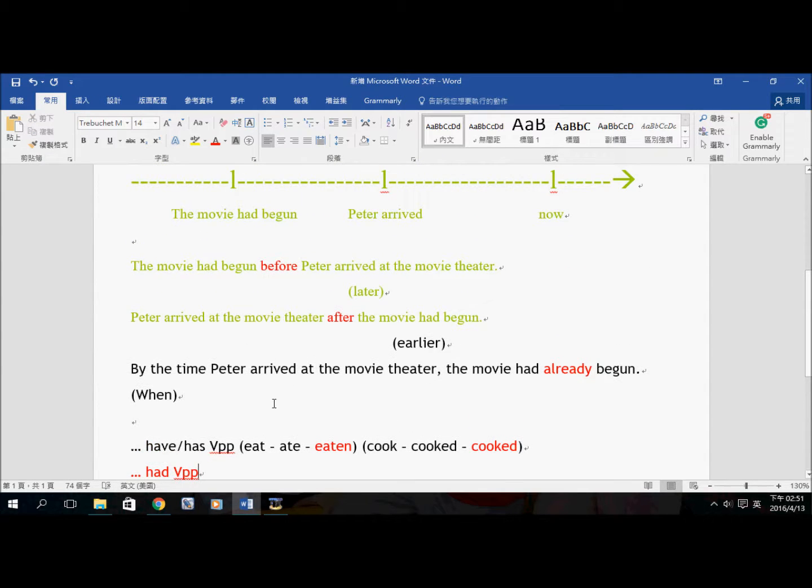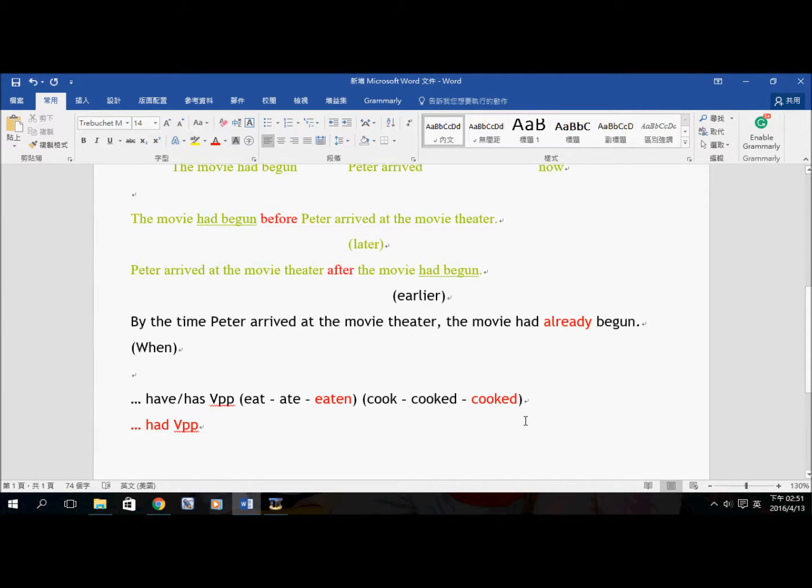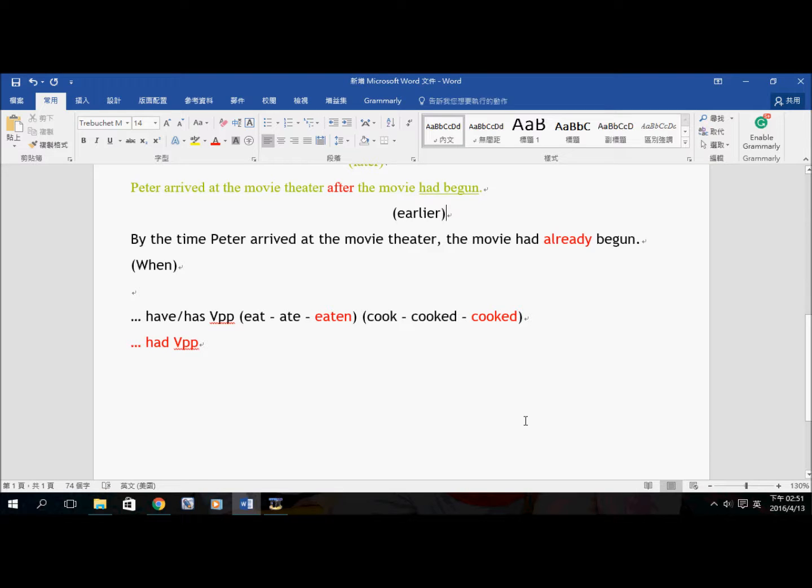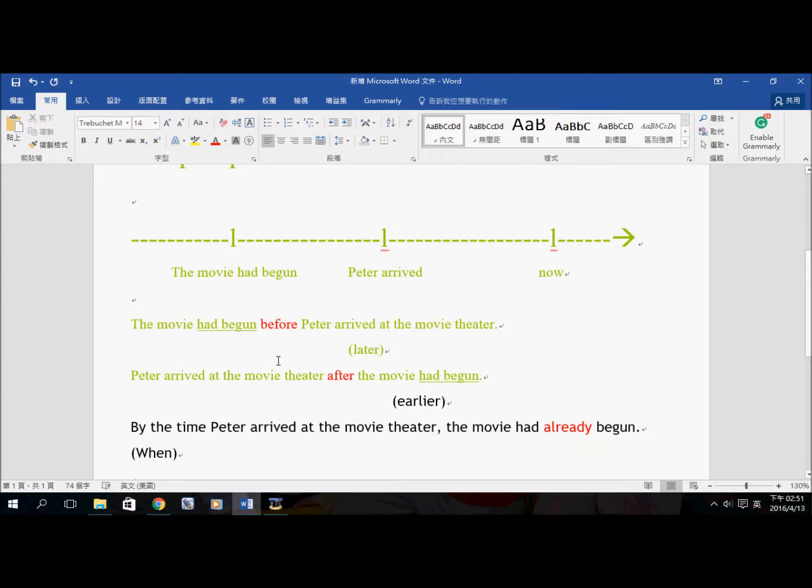Now let's go back to the sentences that we wrote. Look, the movie had begun, you can see that, had with the verb past participle, begun. Over here, the movie had begun, again, verb with the past participle. So remember, for the past perfect tense, the form of it looks like this. Had with the verb past participle. And we use it to talk about something that had happened before a past event.